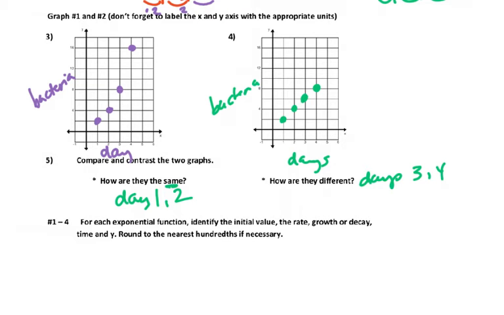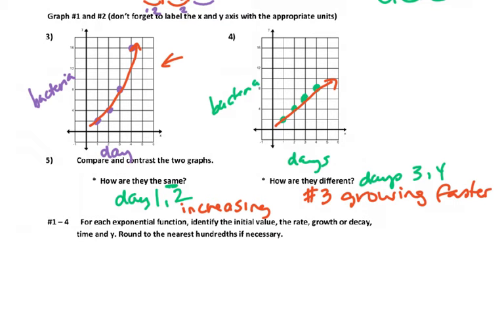So what are some other things that are the same? What do you notice about this graph compared to this graph? What do they both do? They're both increasing. What they're doing differently is how fast they're increasing. So which one do you think is getting bigger faster? Obviously 3 is getting bigger faster, so number 3 is growing faster. They're both growing, but one is doing it a lot faster.